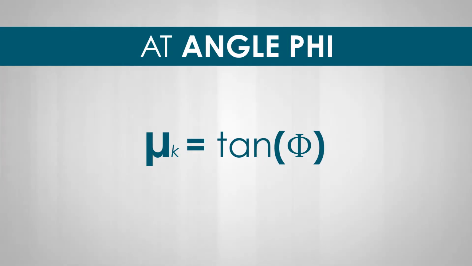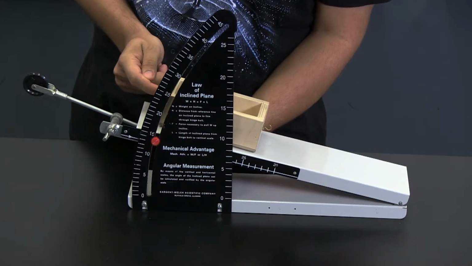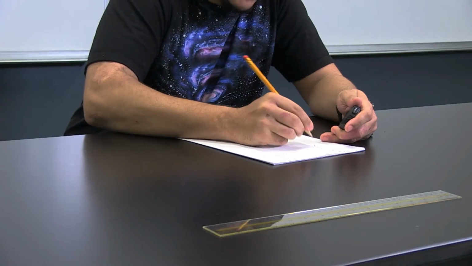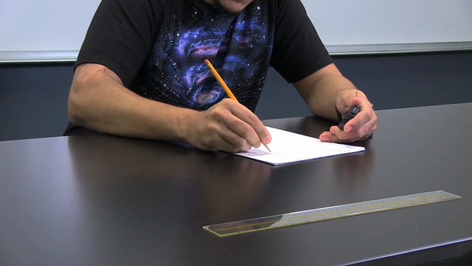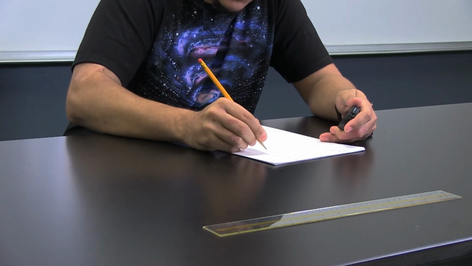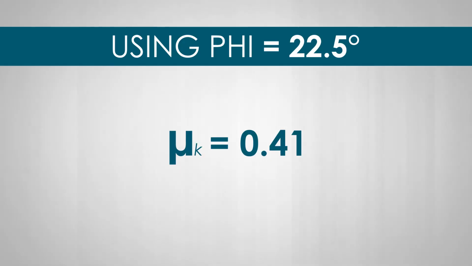If that happens at angle phi, we can find the coefficient of kinetic friction using mu sub k equals tan phi. We repeat the experiment several times, record the data, and finally calculate the average value of the angle phi, which turns out to be 22.5 degrees. Using phi equals 22.5 degrees, the coefficient of kinetic friction between wood and felt is found to be 0.41.